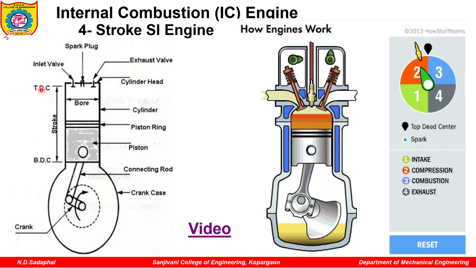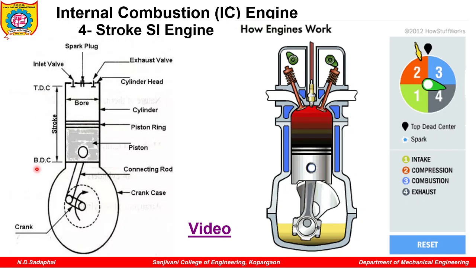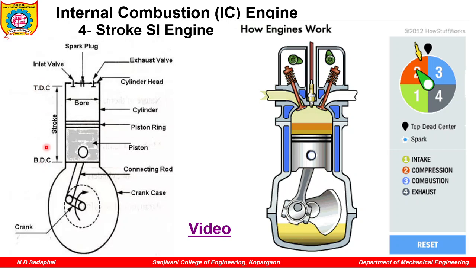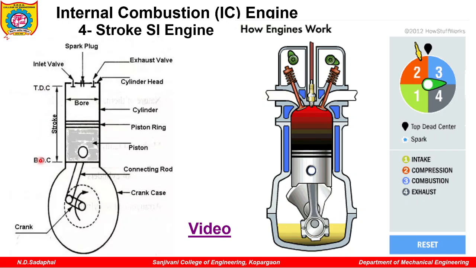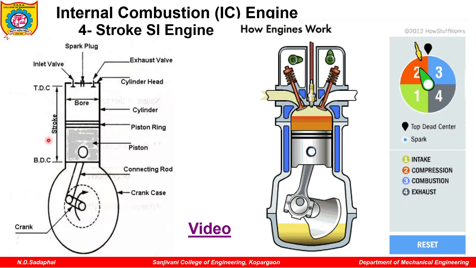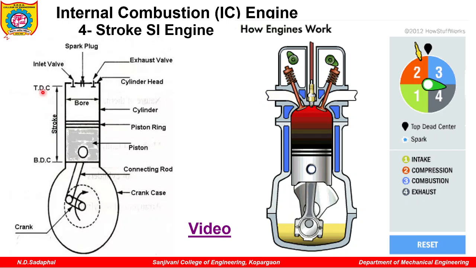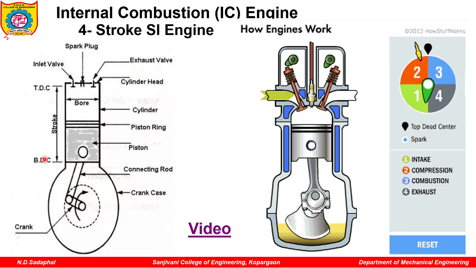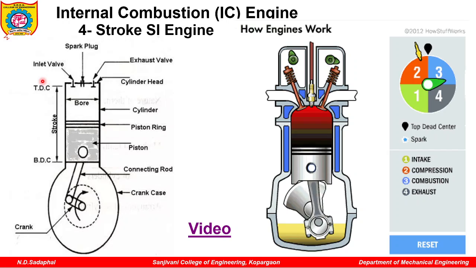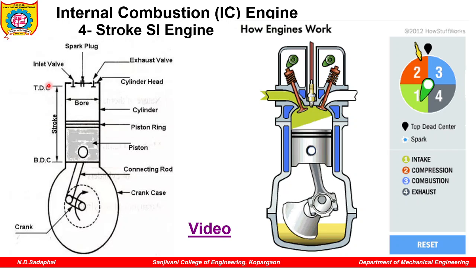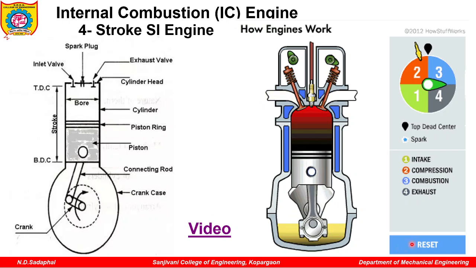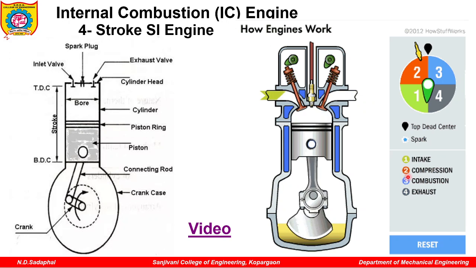When the piston moves from top dead center to bottom dead center, or from bottom dead center to top dead center, this one complete motion from one dead center to another is called a stroke. One cycle is completed in four strokes: TDC to BDC, BDC to TDC, again TDC to BDC, and BDC to TDC. So one cycle consists of four strokes.